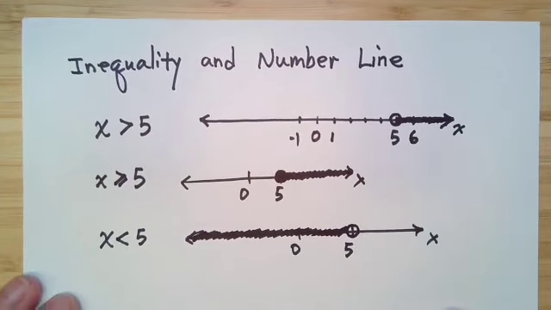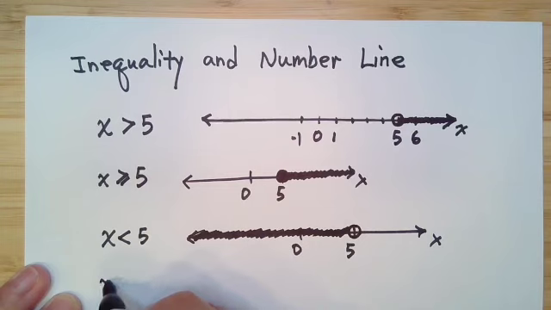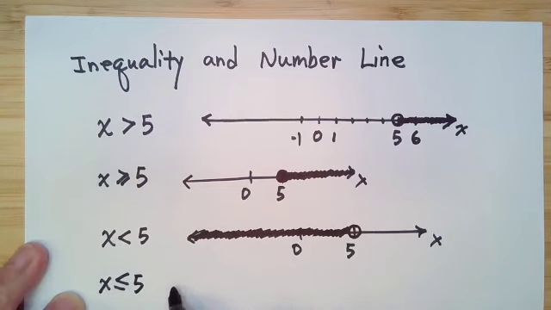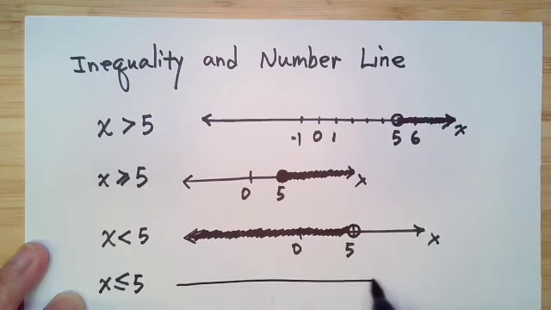All right. Now the next one will be x less than or equal to 5. I think you're super smart. You already know what to do. Right? Here's the x.